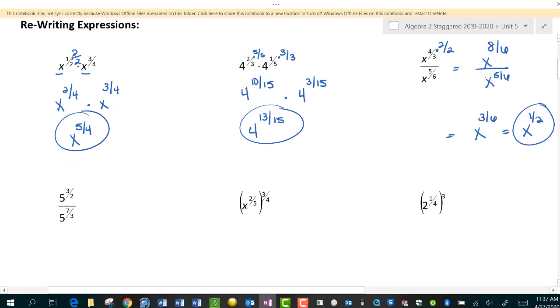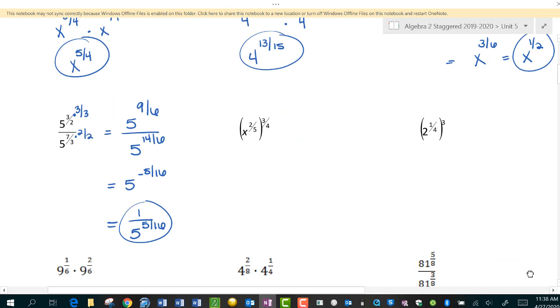So again, I'm going to ask you to pause the video and try this next example, 5 to the power of 3/2 divided by 5 to the power of 7/3. And I will do the same. Okay, so this one was a little bit more complicated. So let's start with the beginning.